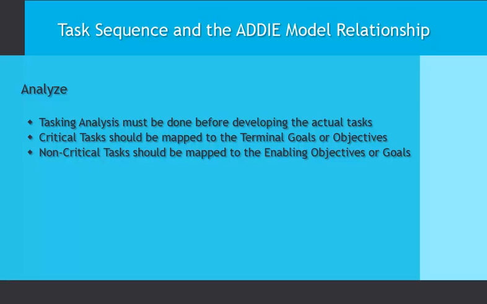Many would argue that task analysis is one of the cornerstones of instructional design. Task analysis and sequence is very important and directly related to ADDIE and any instructional design project based on the ADDIE model. During the analysis stage, a task analysis must be done before developing the actual tasks. A critical task should be mapped to the terminal goal or objective, and non-critical tasks should be mapped to the enabling objectives or goals during a flow diagram or analysis of content.